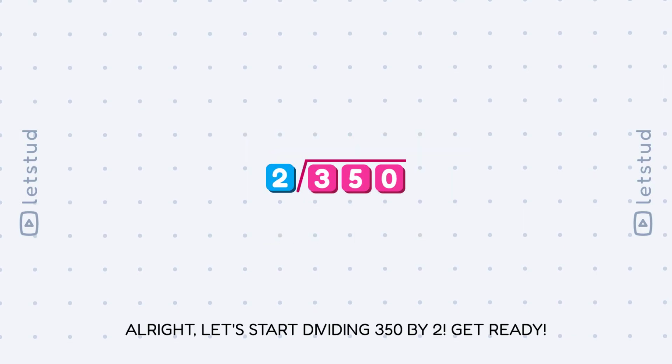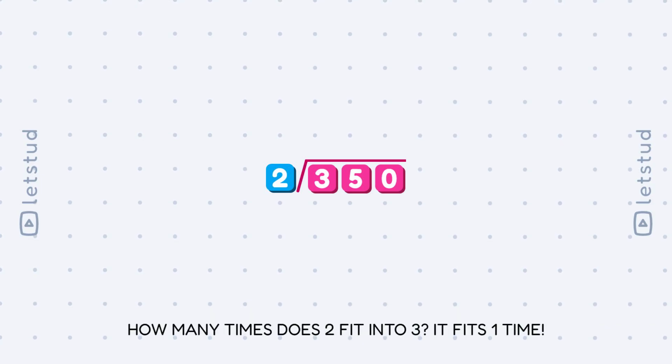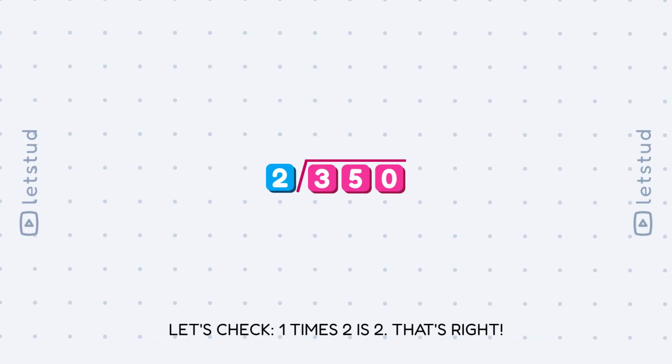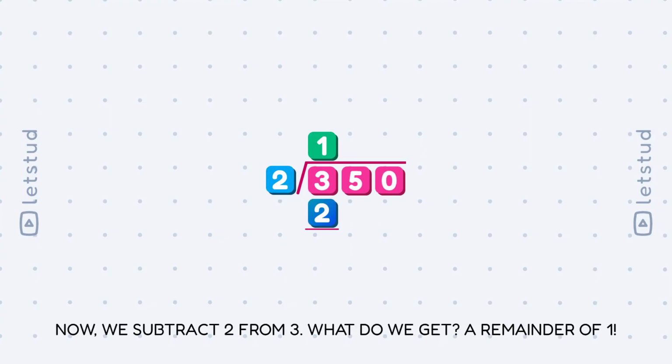Alright, let's start dividing 350 by 2. We look at the first digit of 350, which is 3. We're going to use this digit first. How many times does 2 fit into 3? It fits 1 time. Let's check: 1 times 2 is 2. That's right. Now we subtract 2 from 3. What do we get? A remainder of 1.